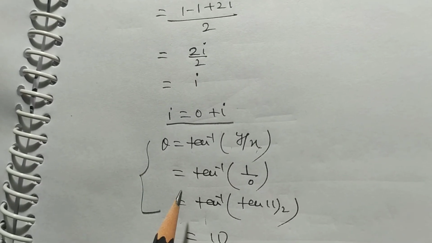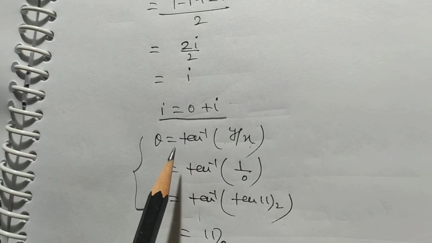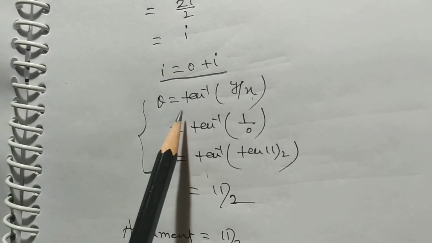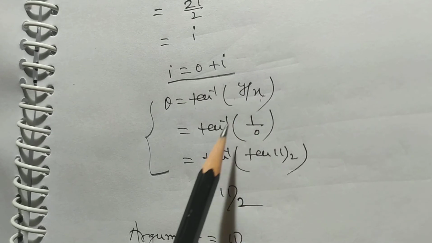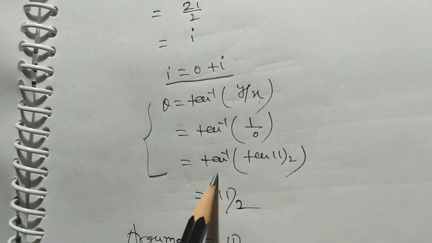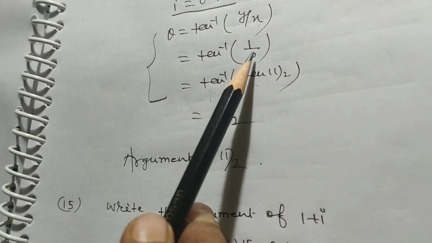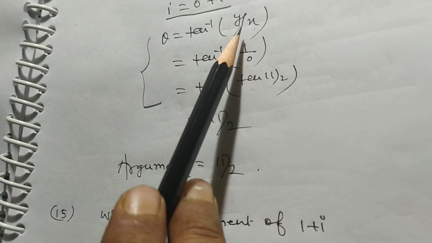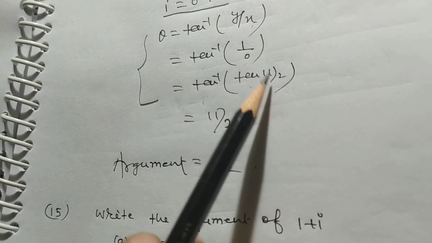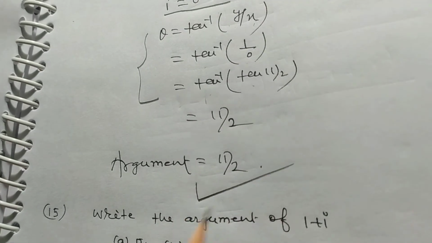Now solve this problem by another method, a shortcut method. Theta is equal to tan inverse y by x. So tan inverse, the value of y is 1 and x is 0, the real part. Tan inverse 1 by 0, tan inverse infinity. The value of tan pi by 2 is equal to infinity. So it is pi by 2. So the argument is equal to pi by 2.